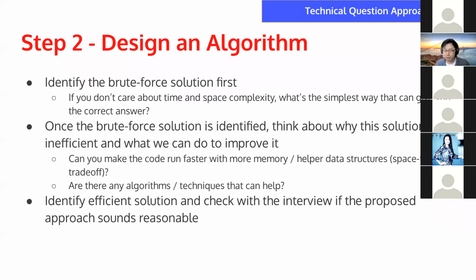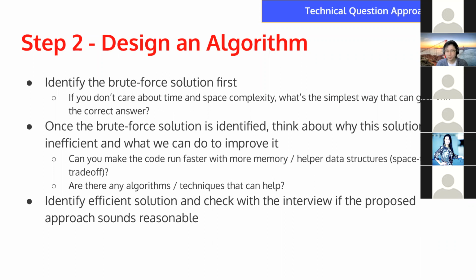Right, so once you ask questions and clarify those ambiguities, you want to start thinking about designing an algorithm here. A couple of tips here as well. First, you want to identify the brute force solution. Basically, if you don't care about time and space complexity, what's the simplest way that can give you the correct answer, right? That way you don't think about optimization and just focus on thinking about an algorithm that could get you the right answer. And I know this is a pretty big jump for a lot of people at first, but it's going to get better over time with practice.